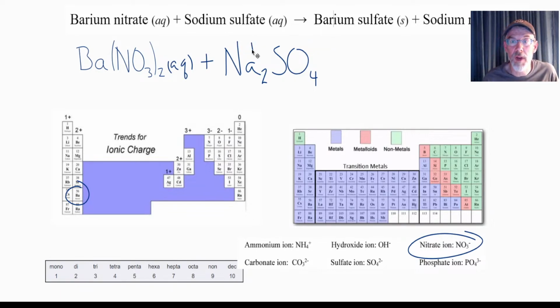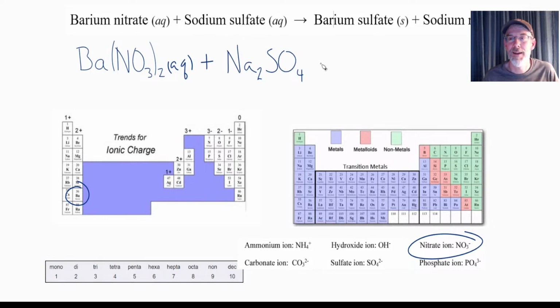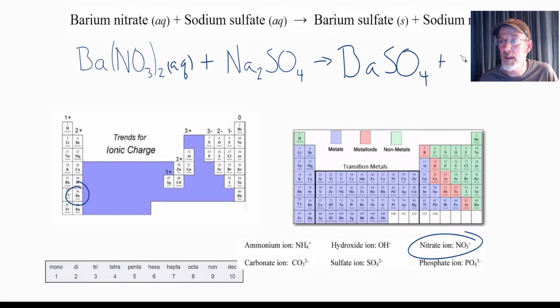Anybody know what type of reaction this is, just looking at it? Double displacement. And then we end up with barium sulfate, Ba2 plus, SO4 2 minus, so that's good. And these will all be aqueous. And then sodium nitrate, Na is positive. We put our nitrate in, that's negative. That's it. So that's how you end up doing that.